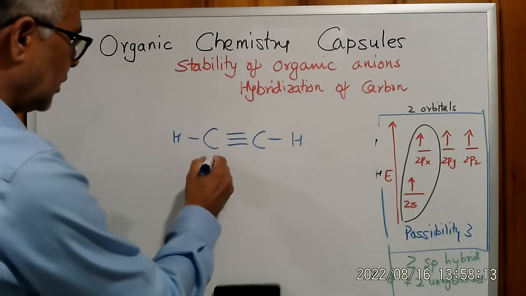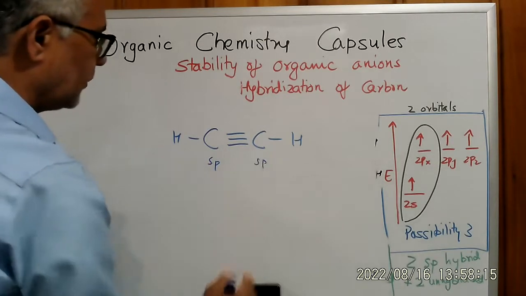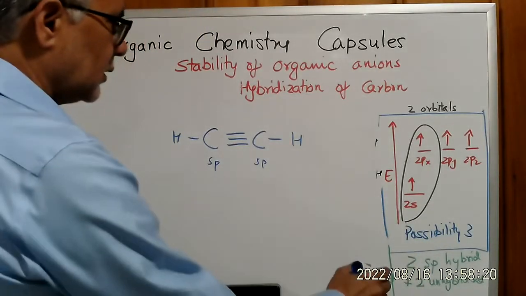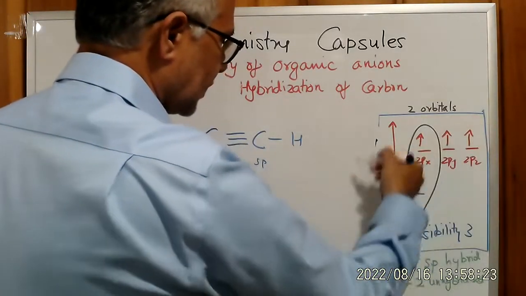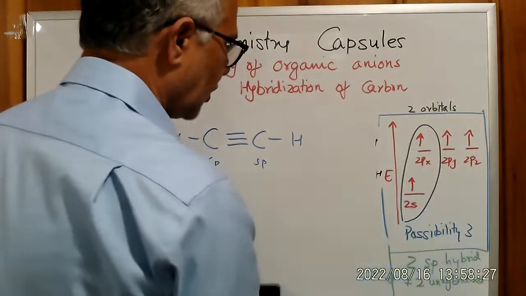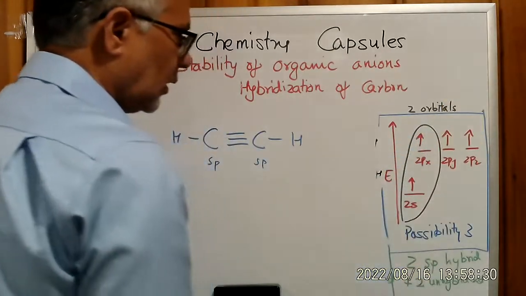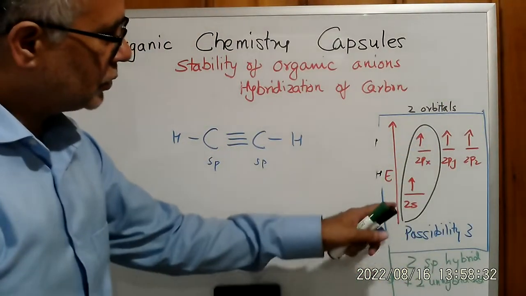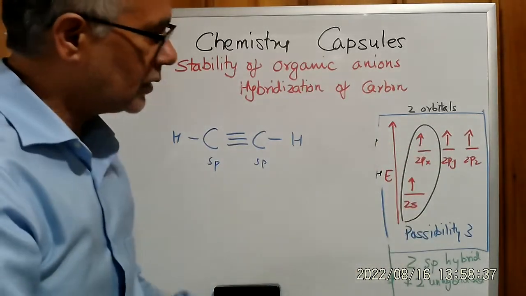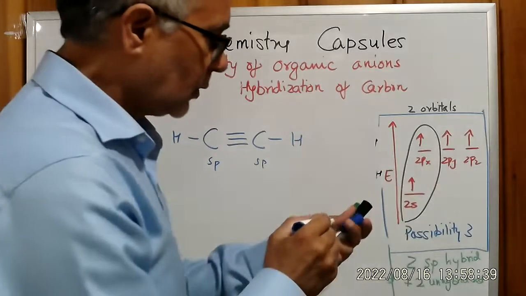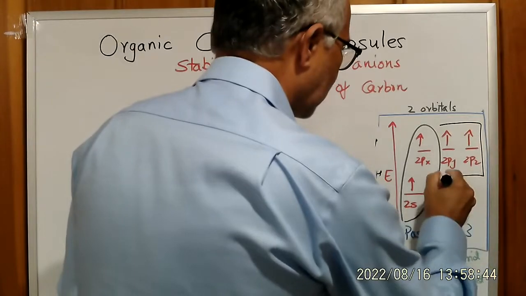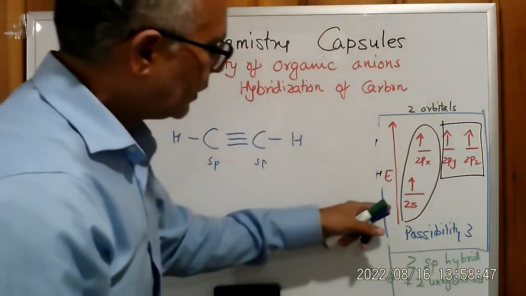So each carbon here is sp hybridized. Here I have already drawn the third possibility. This is again the excited state configuration of carbon. We have a 2s and three 2p orbitals with different energies. In this possibility though, the 2s and one of the three 2p orbitals are hybridizing. The other two 2p orbitals are not hybridizing. Only these two are hybridizing.